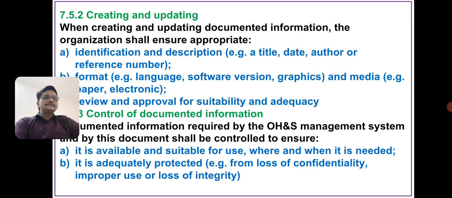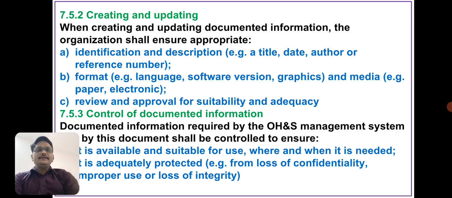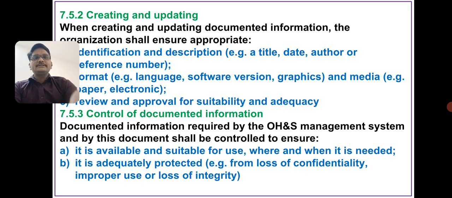Next subclause is 7.5.2, that is creating and updating documented information. When creating and updating documented information, the organization shall ensure appropriate identification and description, like title, date, author or reference number, and also appropriate format, that is language, software version and graphics, media, paper and electronic all. And the organization shall ensure review and approval of suitability and adequacy of this documented information.